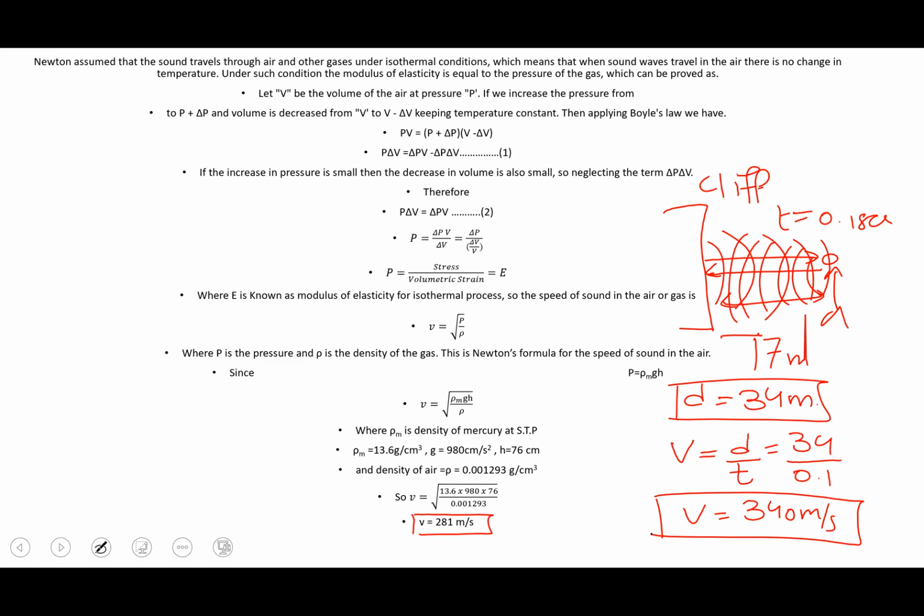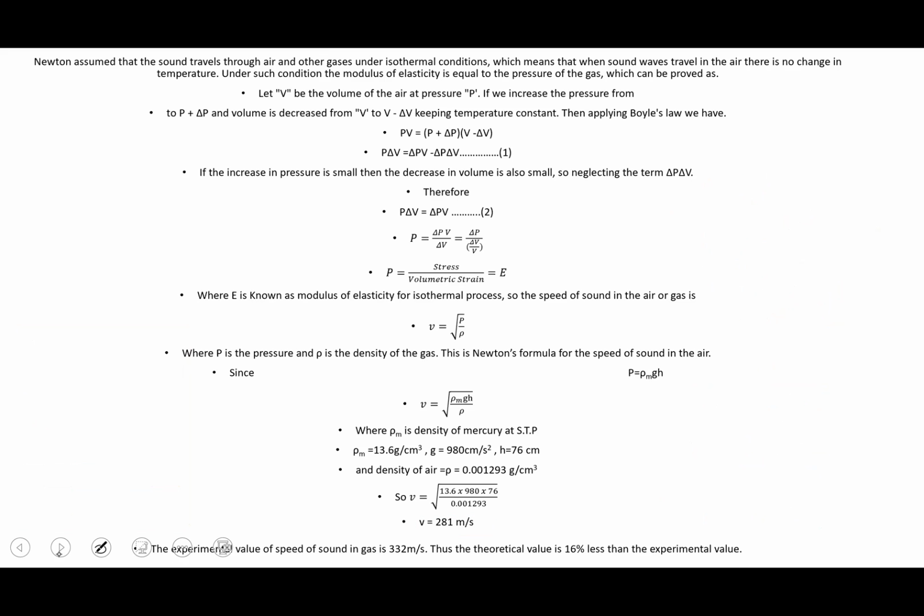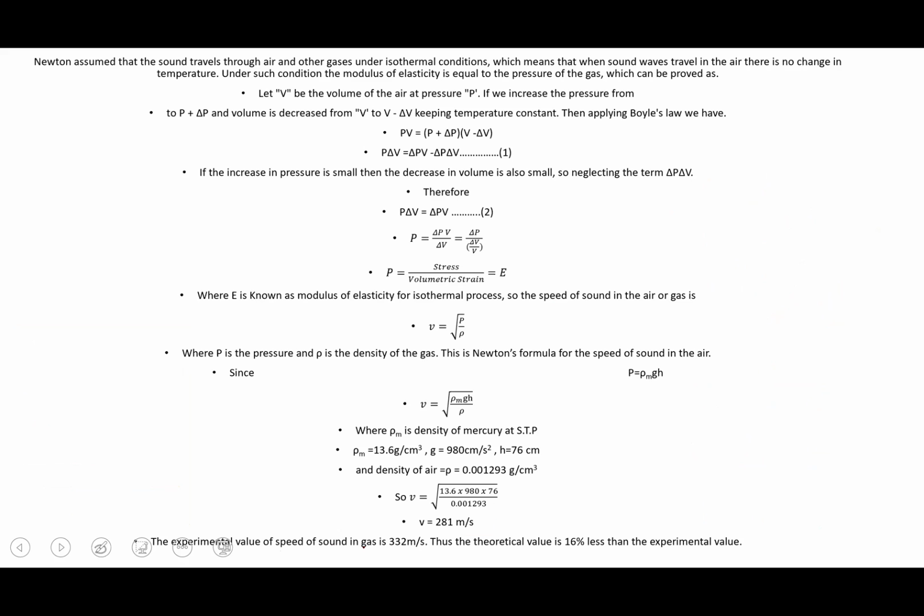Now, this was the approximate value of the speed of sound. But if we do much more precise experiments, the experimental value of the speed of sound in gas is 332 meter per second. Thus, this is not our required answer. The theoretical value is 16% less than the experimental value. Now, what do we have to do? There is some mistake in this derivation.